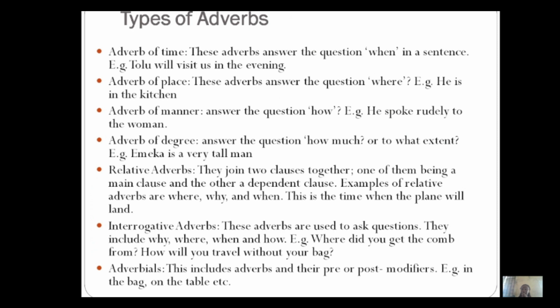For example, this is the time when the plane will land. So we have two clauses here. This is the time, the plane will land. So it joins both the main clause and the dependent clause. This is the time when the plane will land, a relative adverb. We also have interrogative adverbs. They ask questions. Why, where, when, how.